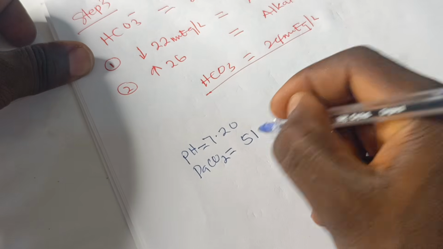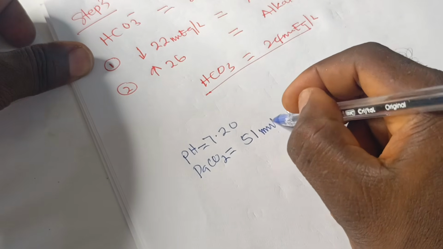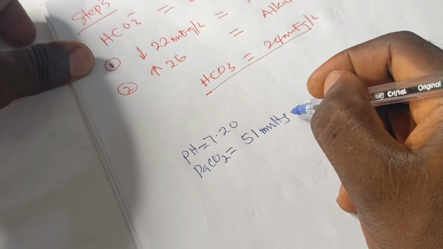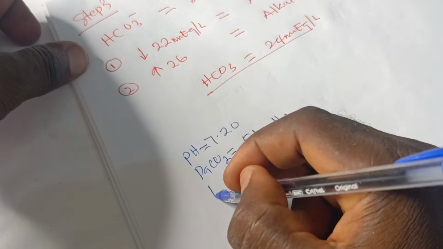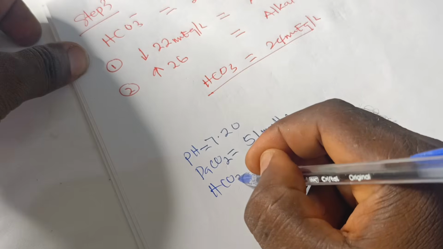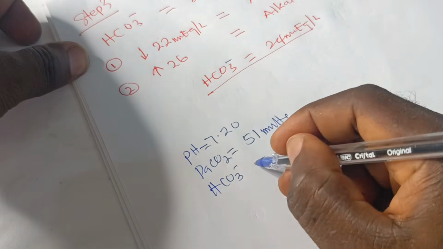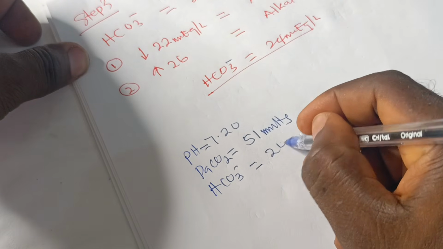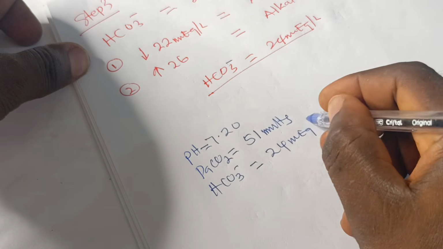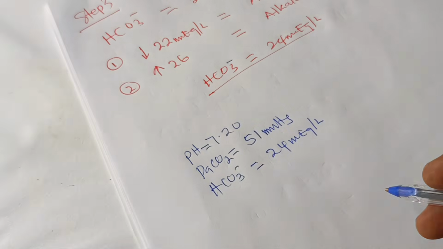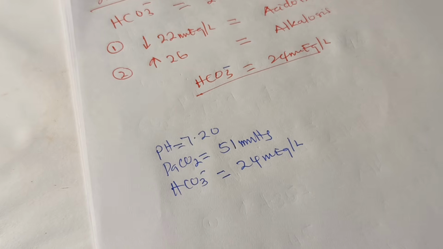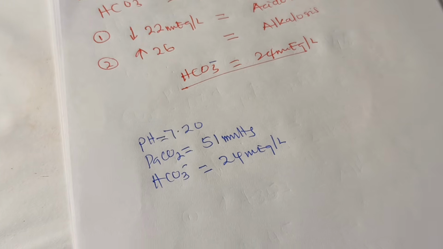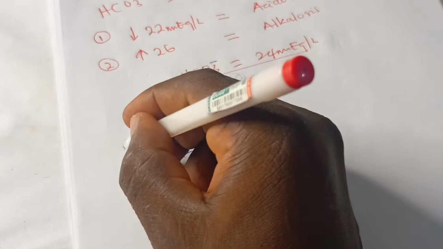I think I used 51 millimeter of mercury, and we said it's acidosis. Then the bicarbonate value is what? 24 milliequivalent per liter. This is the patient they gave us. So step 1, I said you must interpret.